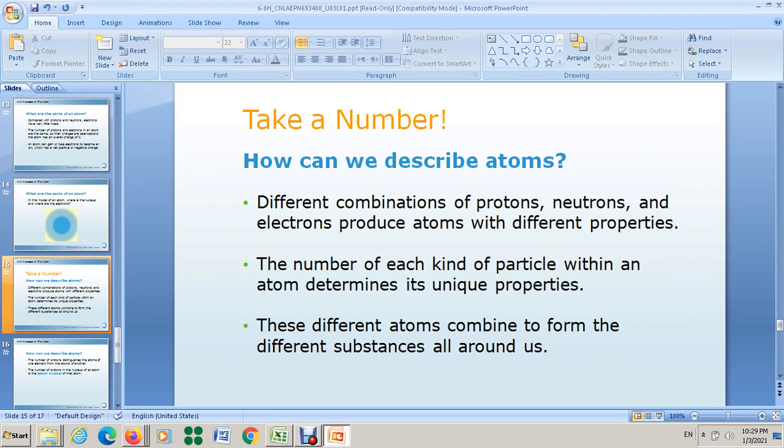Hello everyone. We're still talking about the atoms, the components of the atoms, and now we want to move on to talk about how to describe the atoms of different elements or of the same element. Actually, different combinations of protons, neutrons, and electrons produce atoms with different properties. The number of each kind of particle within an atom determines its unique properties. These different atoms combine to form the different substances all around us.